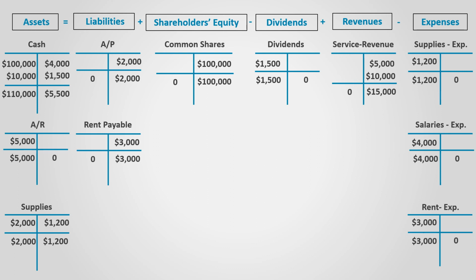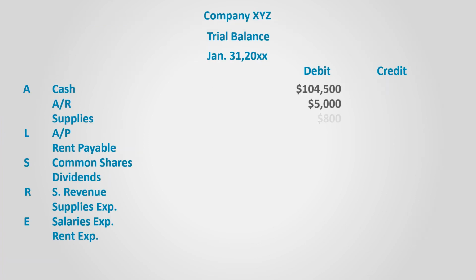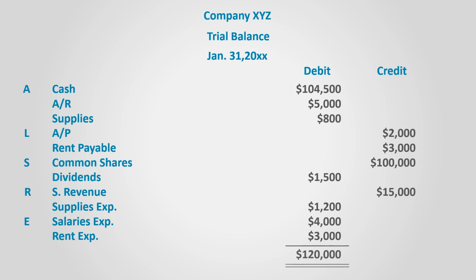By taking the balance of cash, it is $104,500 in debit, and the supplies account is $800 in debit. The remaining balances are already calculated before. So after calculating the balances, we need to prepare a trial balance to confirm that all of the debits are equal to all the credits. So by taking only the balances of each account, we could get a trial balance as follows.